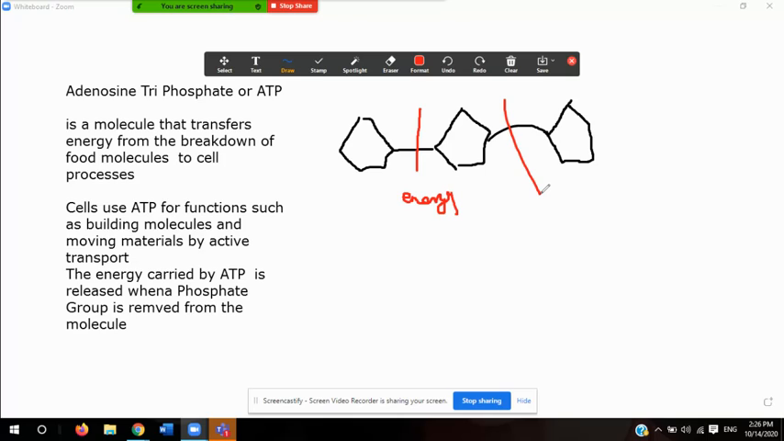So once again, ATP, adenosine triphosphate, is a molecule that transfers energy from the breakdown of food molecules to cell processes. It says cells use ATP for functions such as building molecules, moving materials by active transport, and the energy carried by ATP is released when a phosphate group is removed from the molecule.